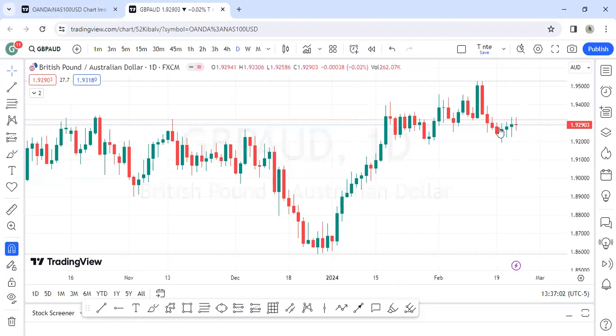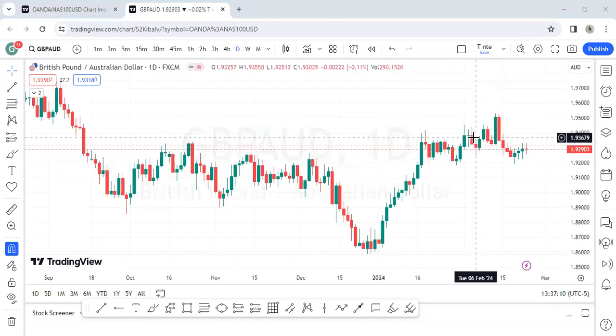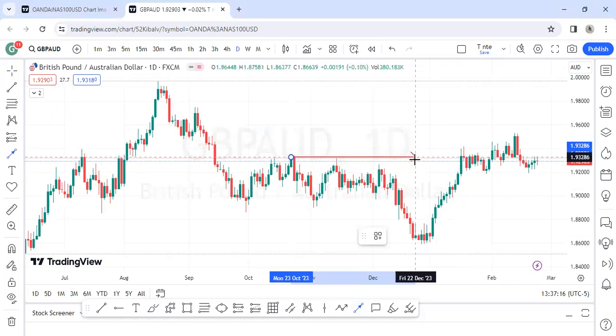So now this is the trade I took. I was watching the GBPAUD chart and I could see the market was bullish. Why did I believe the market was bullish? On the daily chart, number one, you can see that we took out this high, so we have a bullish market.